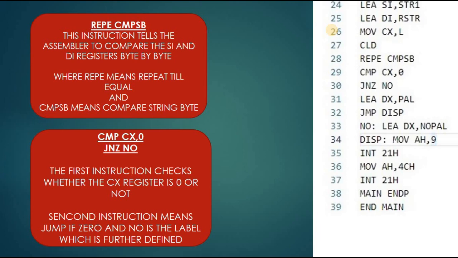The 29th line of the program says CMP CX, 0, and the 30th line says JNZ NO. The instruction CMP CX, 0 checks whether the CX register is 0 or not, and the second instruction is jump if not zero, and NO is the label which we will define further.